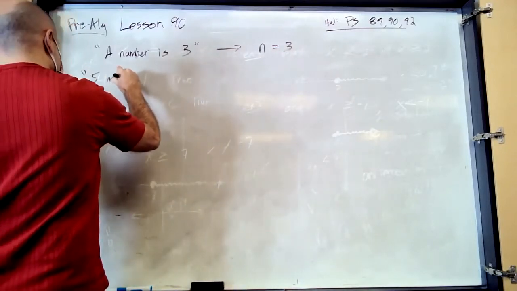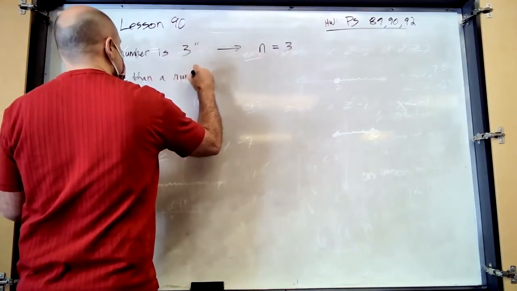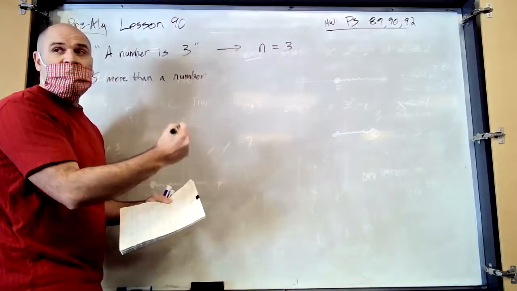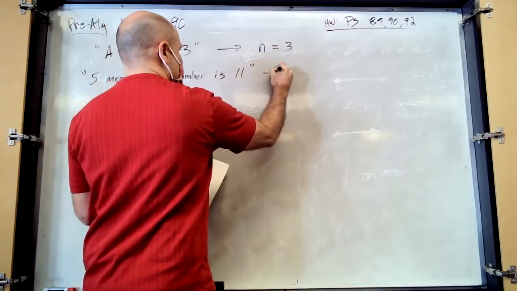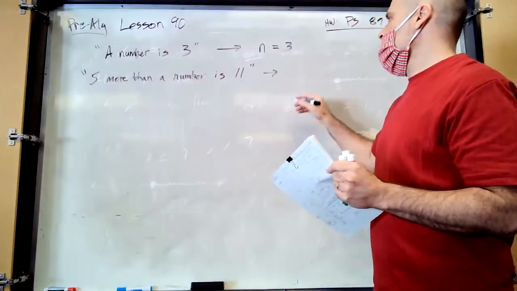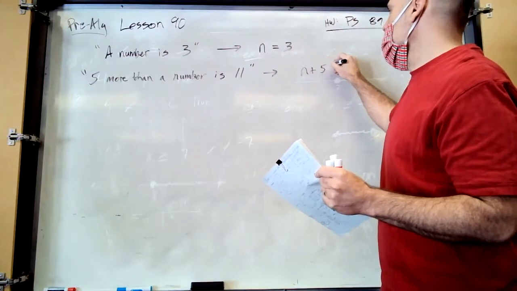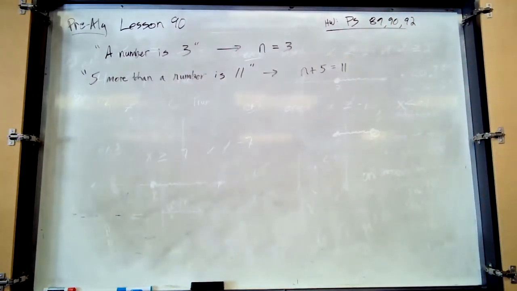5 more than a number. See, that was a phrase, but now we're going to put a verb in it. 5 more than a number is 11. N plus 5. N plus 5 is 11. Wait, what? Are you serious? Okay, yes.